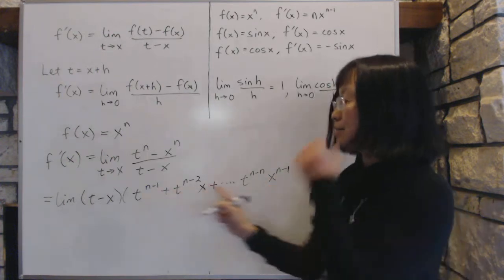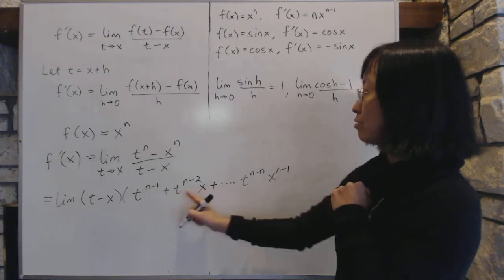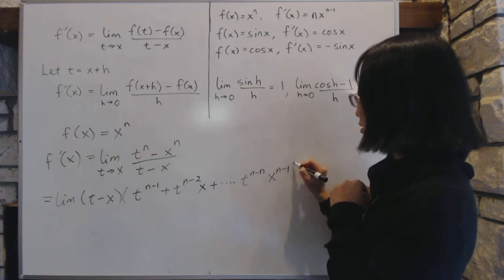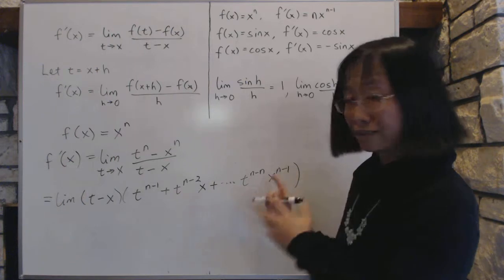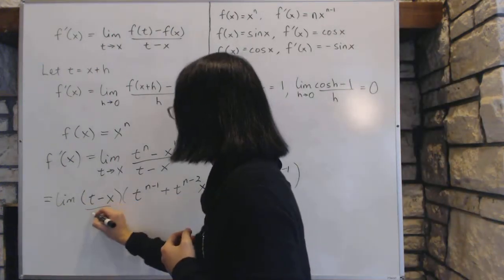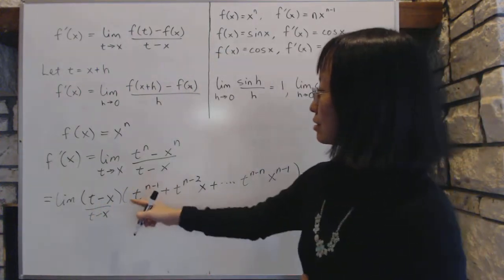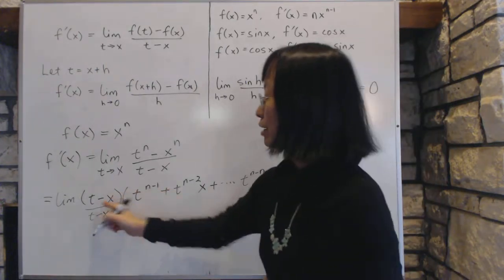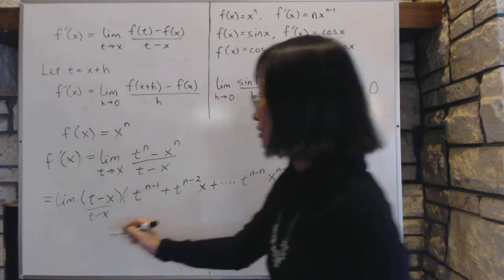So the whole thing is symmetrical. x goes up one power at a time, while t goes down one power at a time, all the way down to 0. The total number of terms goes from 1 all the way to n, so there are n terms in this thing. And of course, we're still dividing by t minus x. Notice how convenient this is, because this is identical, we can cancel it out because t is only approaching x. It is not equal to x. So we can do cancellations.